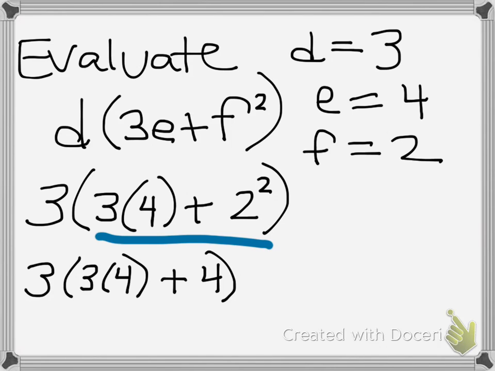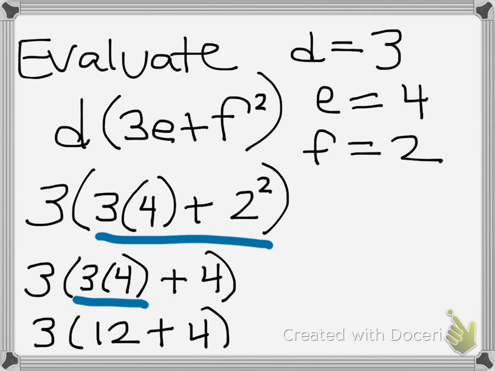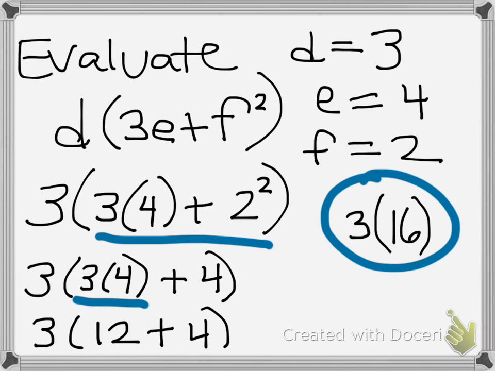Then I would follow order of operations again. And multiplication comes before addition in the parentheses, so I would multiply 3 times 4. Rewrite it to be 12. And then I'd finish what's in the parentheses before moving out, so 12 plus 4 would be 16. So I have left 16 in parentheses and the 3 outside of the parentheses. Whenever something is written like that, that means multiply. So 3 times 16, which gives me my answer, 48.